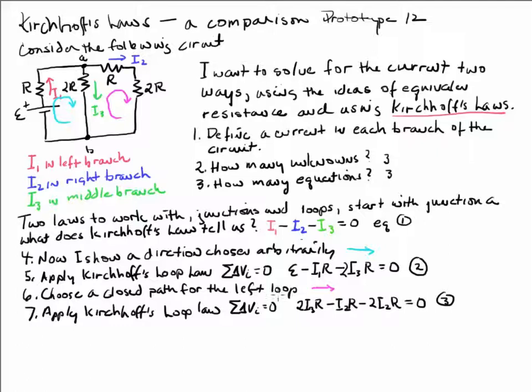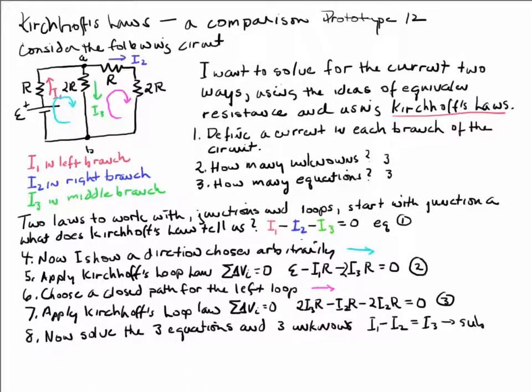So let's write down Kirchhoff's equation. And we have 2I3R minus I2R minus 2I2R equals 0, and that is equation 3. So we now have 1, 2, 3 equations. Now solve the 3 equations and the 3 unknowns.